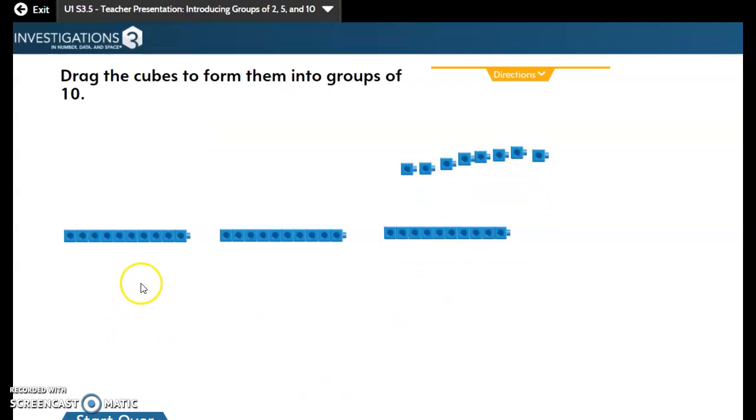Let's double check now. We have 10, 20, 30, 31, 32, 33, 34, 35, 36, 37, and 38. So we don't have another group. When we're counting these, we say 10, 20, 30, but we can't say 40. We have to go back and count by ones because that's all we have. So we have 3 groups or towers of 10 with 1, 2, 3, 4, 5, 6, 7, 8 left over.